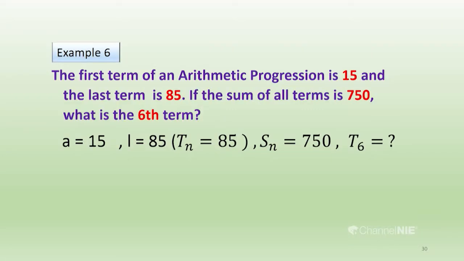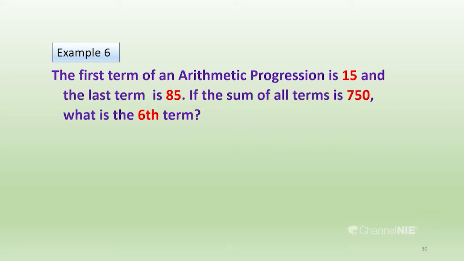Let's do this example. Next example, what's that? The first term of an arithmetic progression is 15 and the last term is 85. If the sum of all terms is 750, what is the sixth term? Look at that: the first term of an arithmetic progression is 15 and the last term is 85. If the sum of all the terms is 750, what is the sixth term?